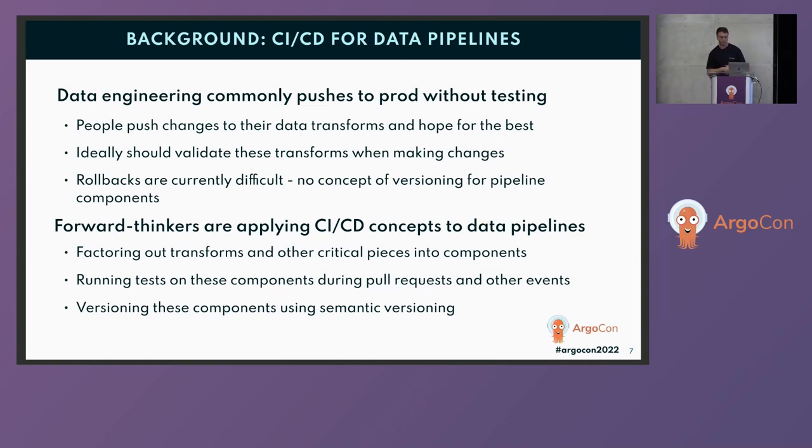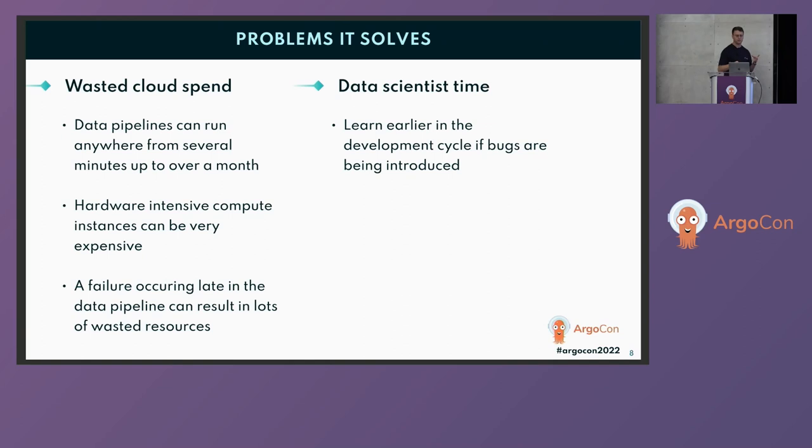So a lot of forward thinkers in the community are applying these CI/CD concepts that we're seeing with traditional software engineering to data pipelines. They're factoring out their transformations and other critical pieces into components. They're running tests on these components during pull requests and other events, and they're also versioning these components using semantic versioning. And this solves two big problems.